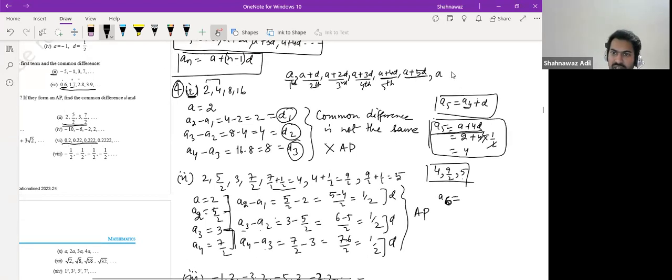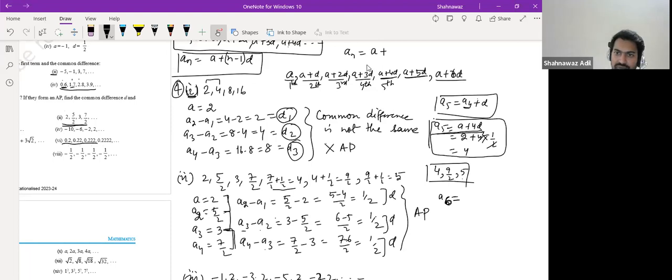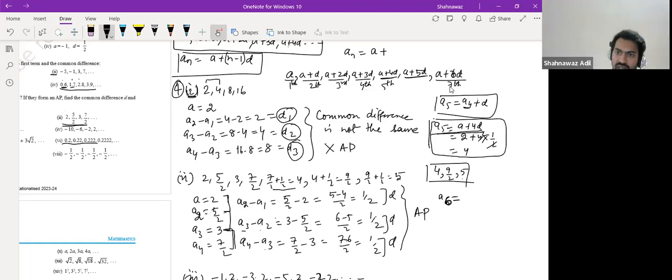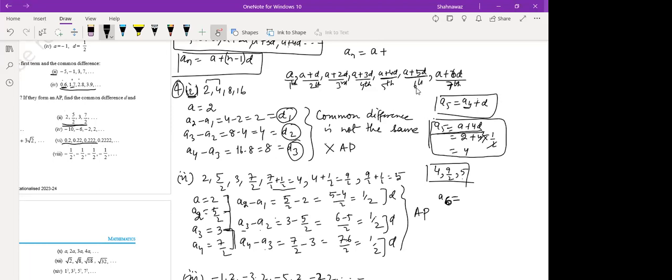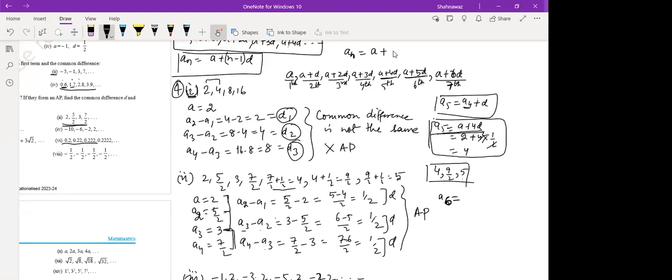Whatever number of term you want to calculate, let's say it is n, so what would be the formula? A plus something. If you wanted to calculate the seventh term, this was 7 minus 1. If you wanted to calculate the sixth term, this was 6 minus 1. So for the nth term, what would be here?